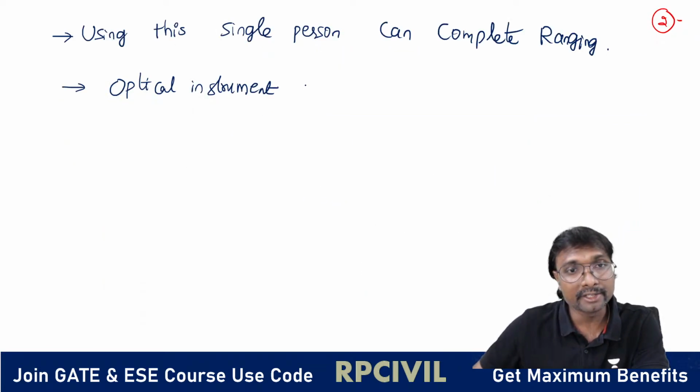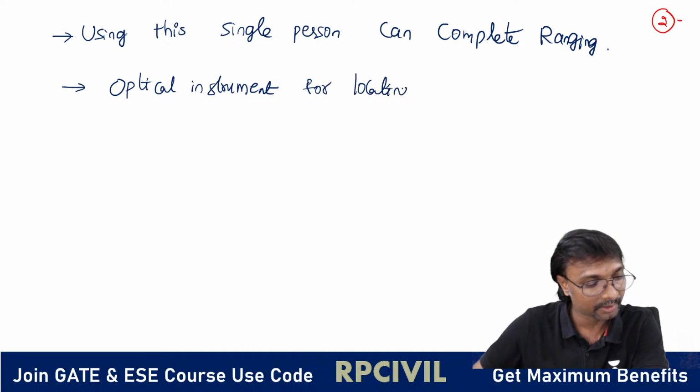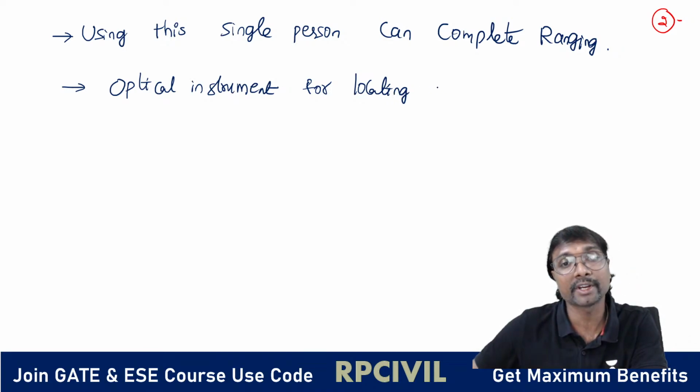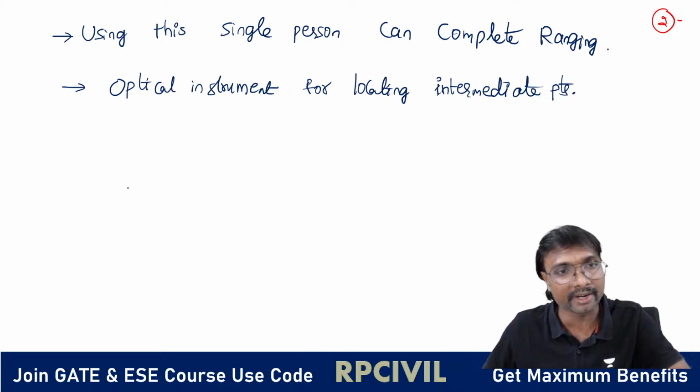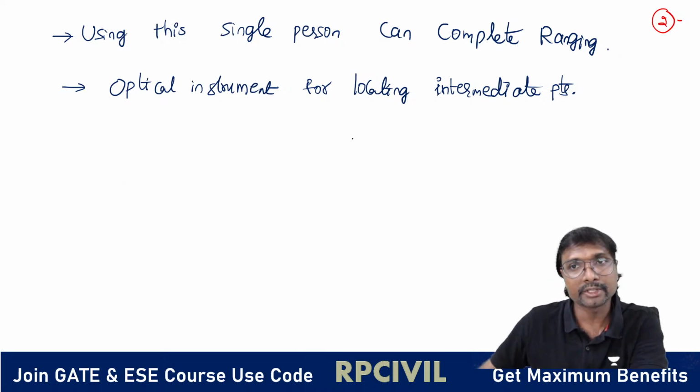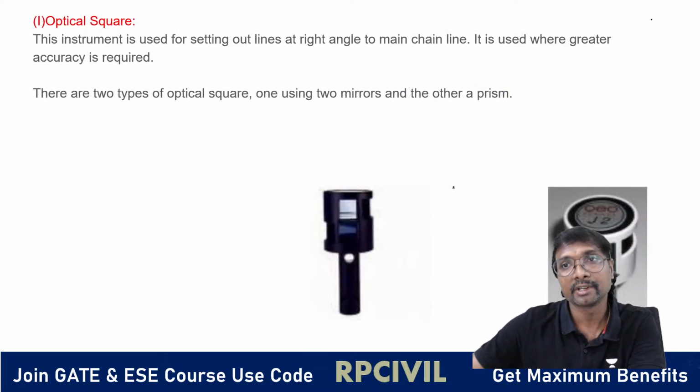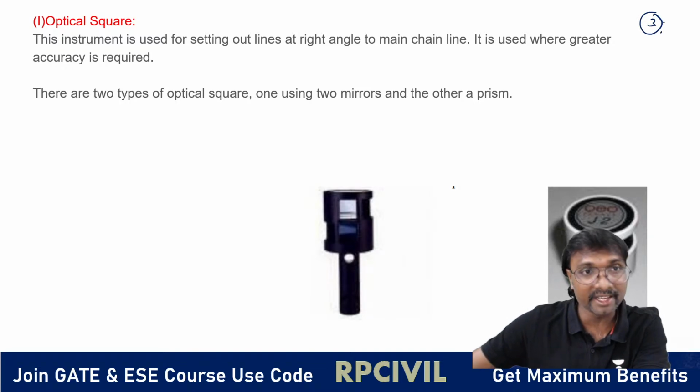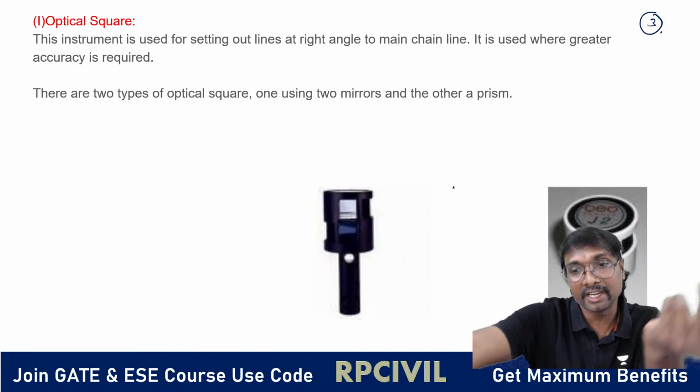Now, the optical instrument, for which purpose? It is for locating intermediate points. The line is correctly coinciding. Locating the intermediate points is nothing but ranging only, right? So that is your line ranger. The name itself is telling that it is a ranging instrument.